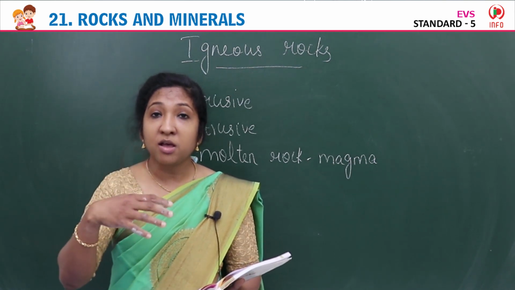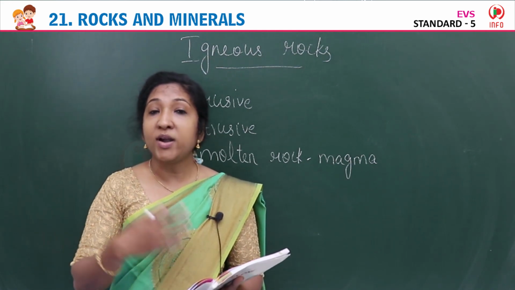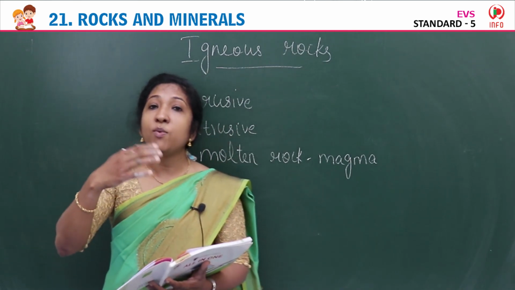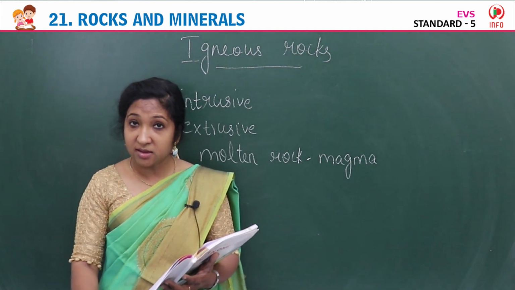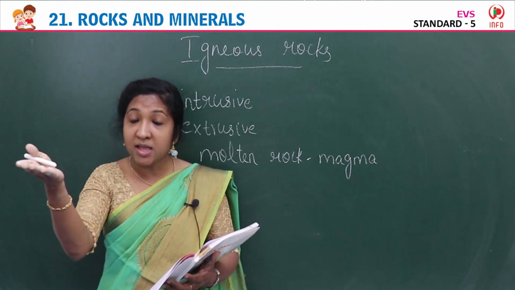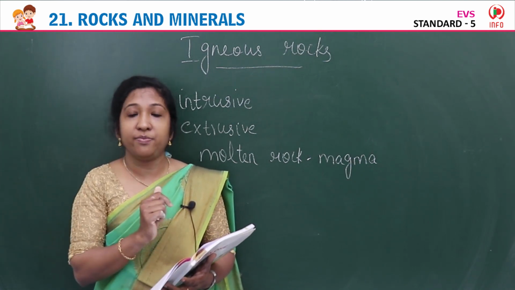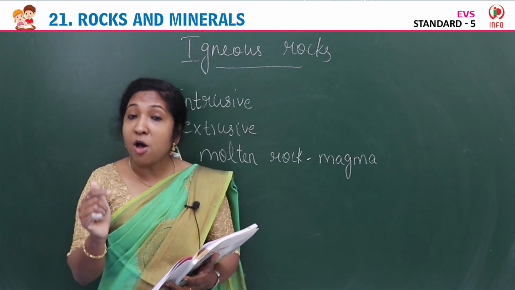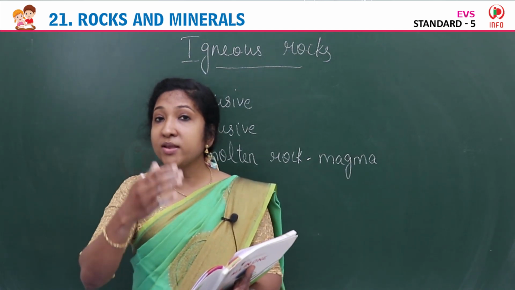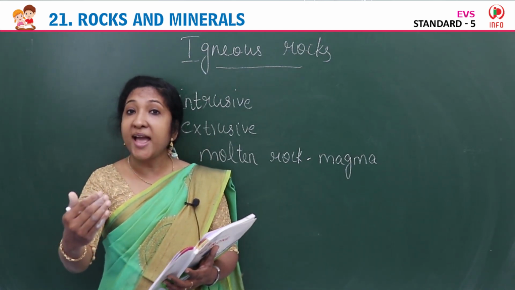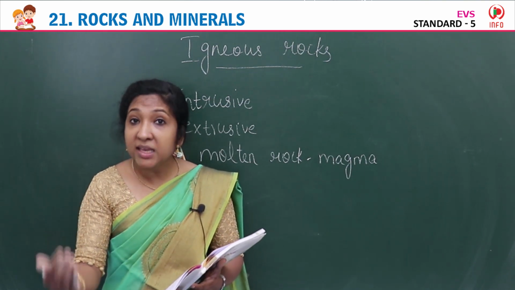So when this molten rock comes to the surface of the Earth, what happens? It cools. When it comes from deep inside the Earth to the surface and comes in contact with land or water, it becomes cool. So igneous rocks are formed by the cooling and hardening of this molten rock.